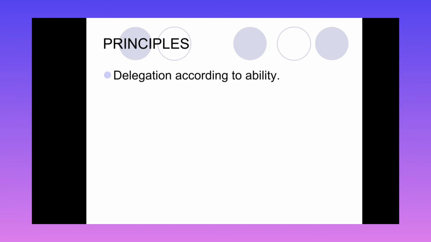Then the principles of delegation, which are important. Delegation according to the ability, both the ability of the manager and the ability of the subordinates. We should delegate accordingly. Then absoluteness of responsibility. That means when we are giving some work or task to the subordinates, on the basis of that we have to give some other particular responsibility. The subordinate is responsible for the task. Let him perform that independently, not with close supervision.